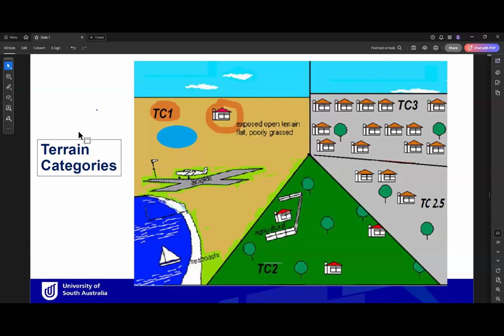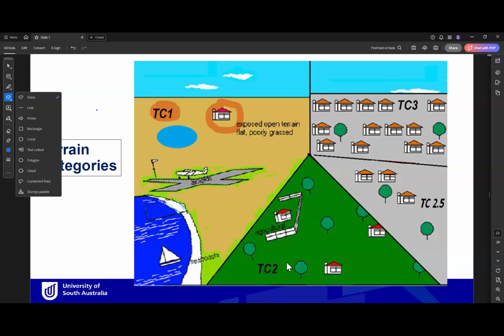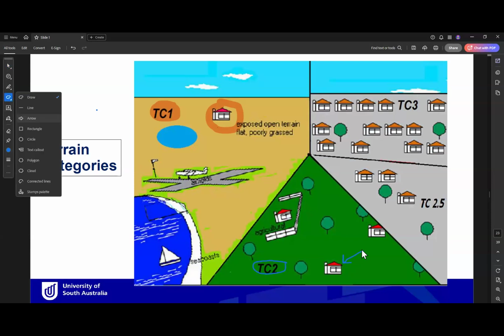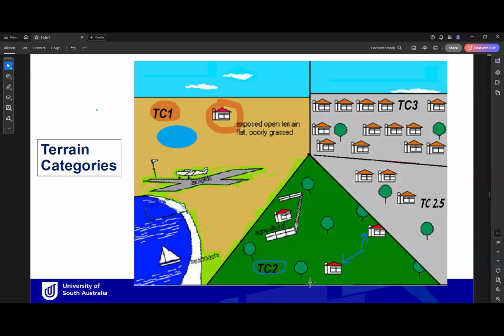TC2 here. So is this your building, for example? You are designing this building and you have only 2 or less obstruction around, like this one and this one. TC 2.5, so you have a building and a little bit closed space, like you have 2 and up to 10 obstruction. So this is considered as TC 2.5.